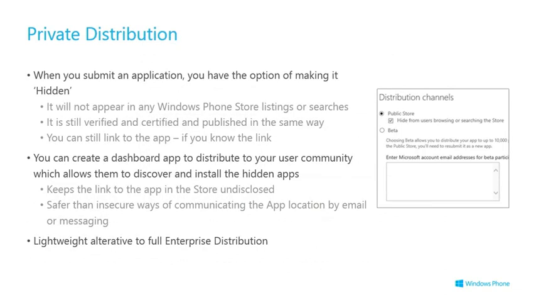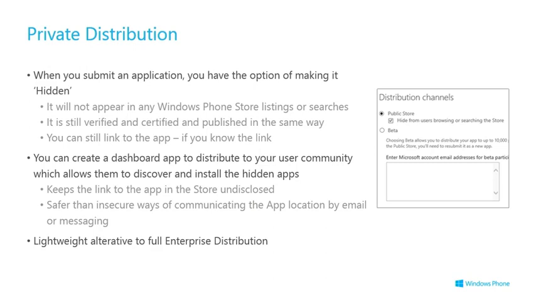You can also submit it through to the public store, but you can choose to have it as a private distribution. So this means your app does go through all the full testing. It gets verified, and eventually Microsoft, hopefully first time, will say, yeah, your app is great, and it's going to be distributed through the store. And then normally, if you don't check that hide from users browsing or searching the store, then it will turn up in searches when people are in the Windows Phone Store app.